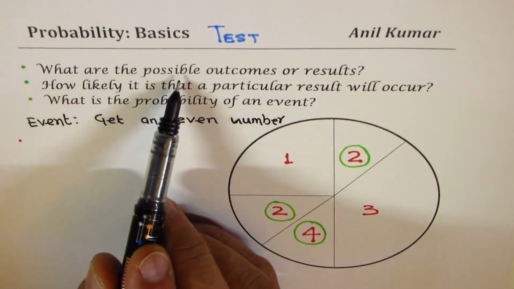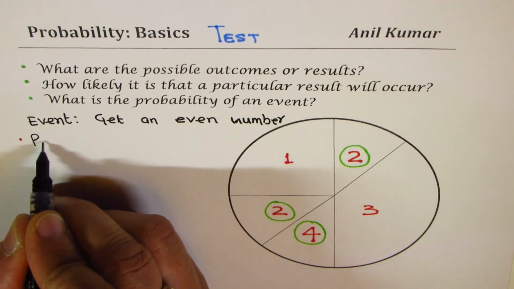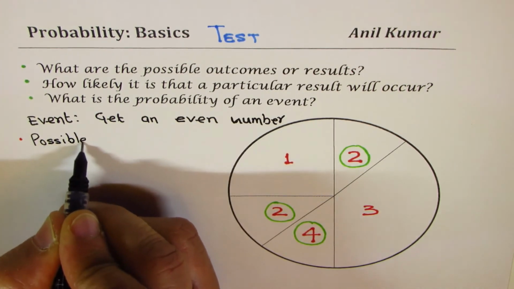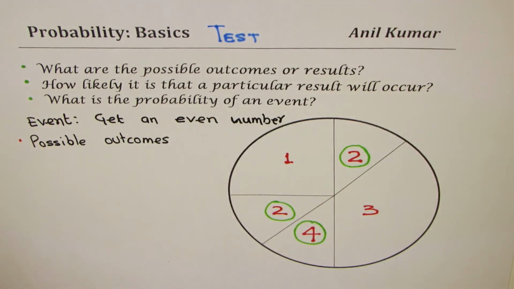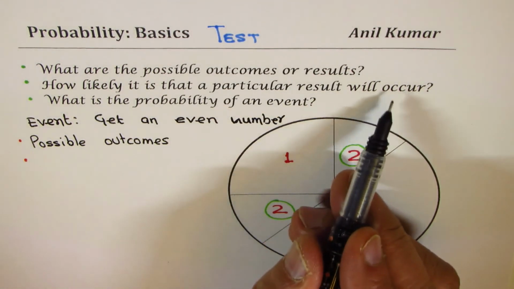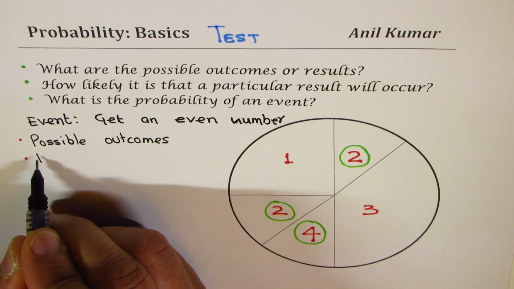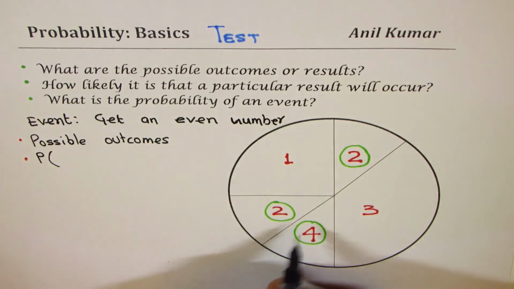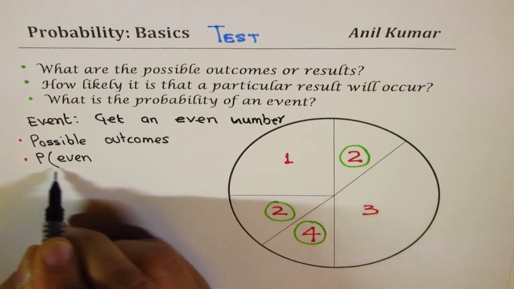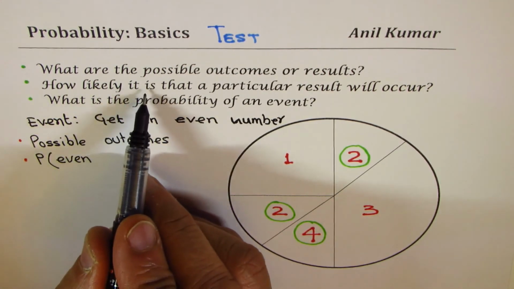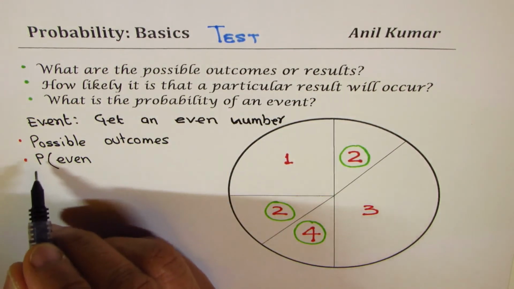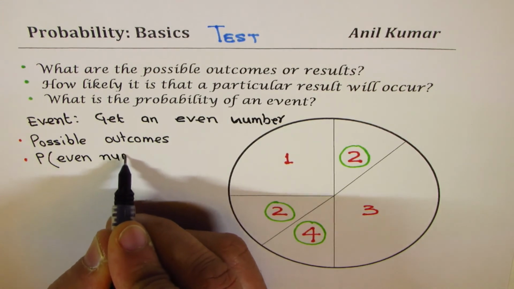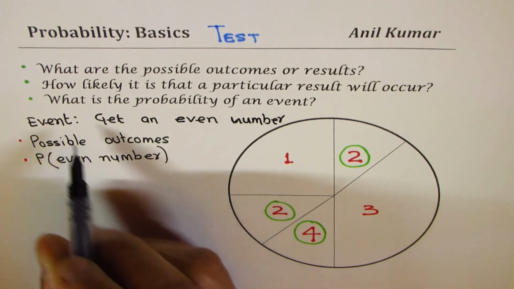So what you need to do is, first, you need to answer all these questions, starting with the first one. What are the possible outcomes? So first is possible outcomes, correct? Second question for you is how likely that a particular result will occur. So how likely, so we'll write probability of getting even number. Is that okay? So in short, we can write like this. How likely it is that a particular event will occur. Our event is even number. Probability of getting even number. Is that okay? So I've combined second and third.